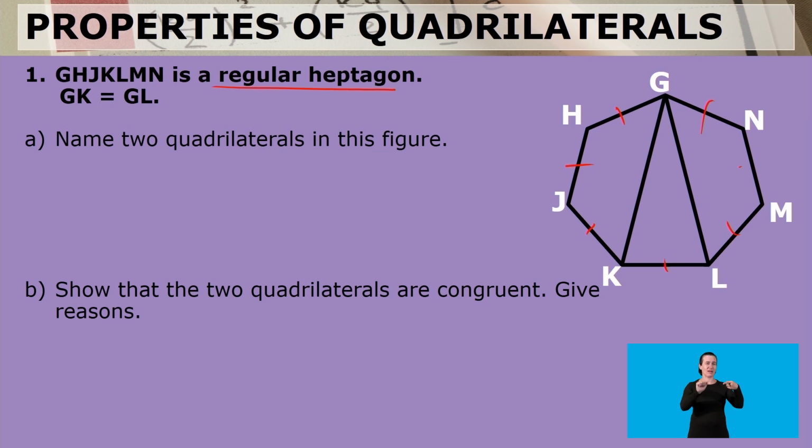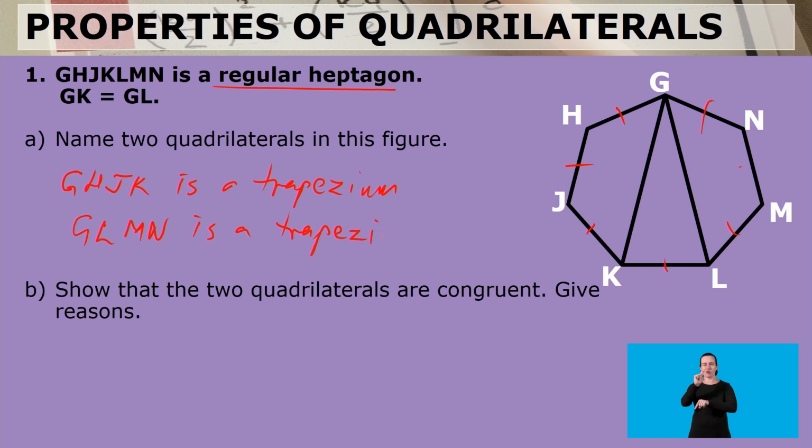What do you notice? I've got the quadrilateral GHJK, and what type of quadrilateral is that? That is a trapezium. And the other one would be GLMN, is also a trapezium. All right, show that the two quadrilaterals are congruent and give reasons.